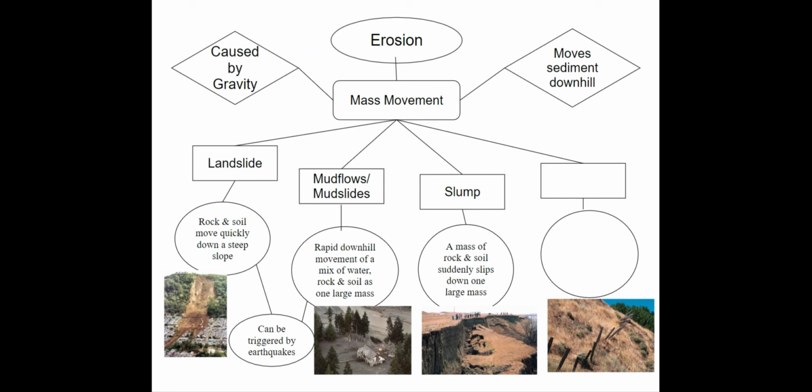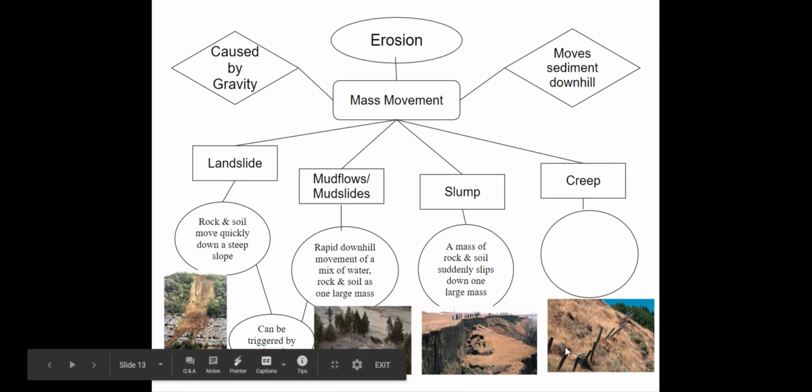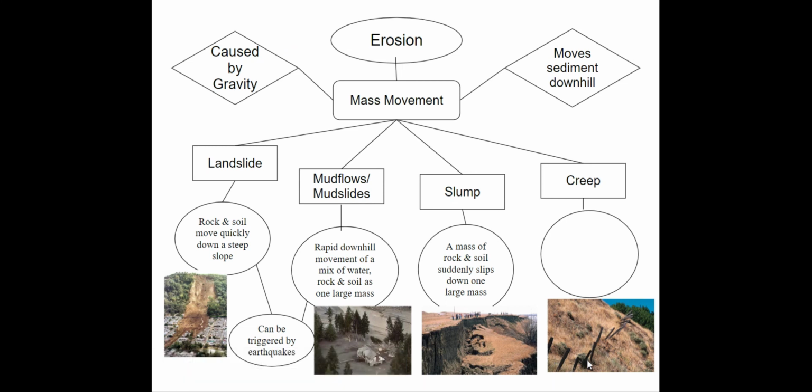Sometimes the ground is going to move very slowly. When this happens, we call it creep. I always think if somebody's creeping around, they're moving very slow, trying to be very quiet, very sneaky. So if you look in this picture here on the right, you see these fence posts that are at a strange angle. Nobody put them in the ground that way.